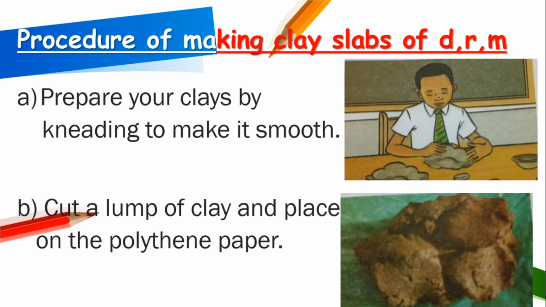Are we together? Yes. After that, another procedure: cut a lump of clay and place it on a polythene paper. There's a lump of clay. After he finished kneading, he cuts one piece and puts it on polythene, and you can see that in the picture.